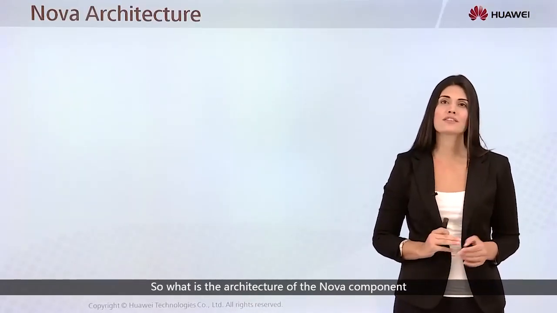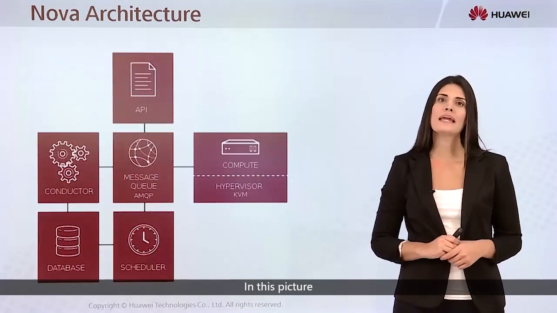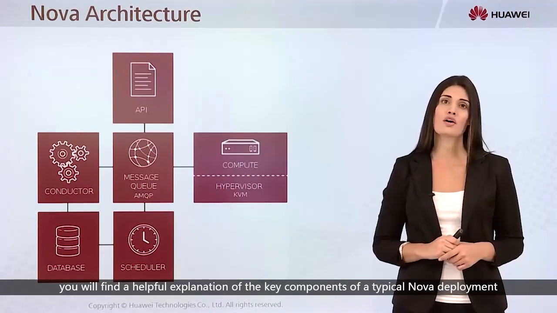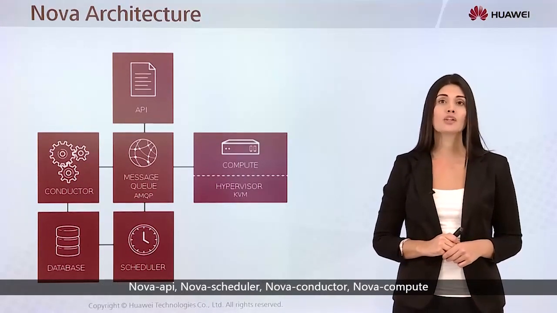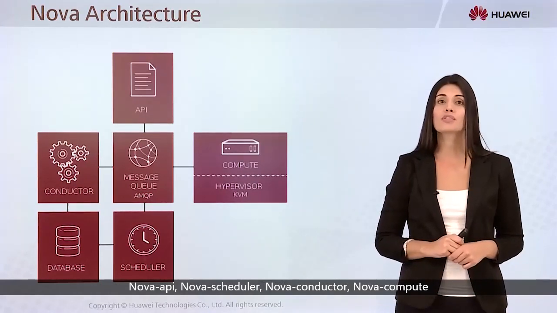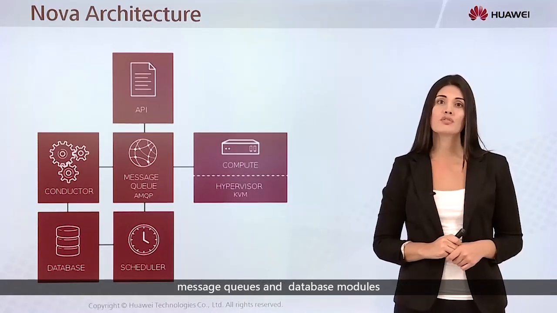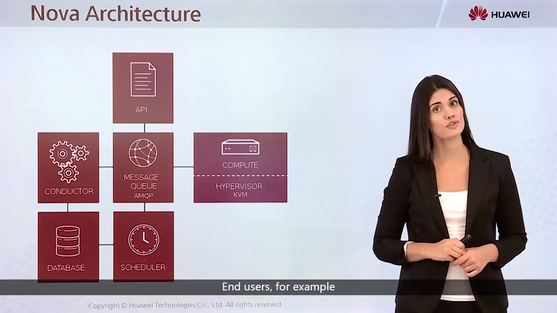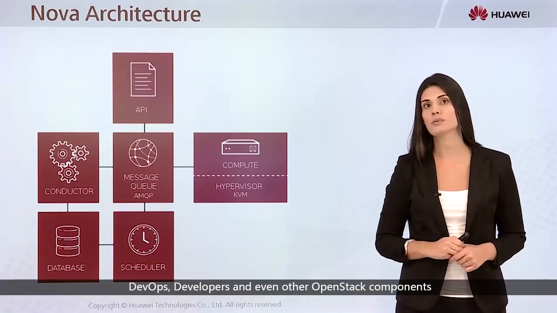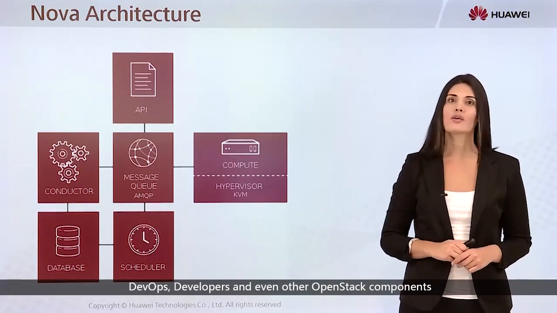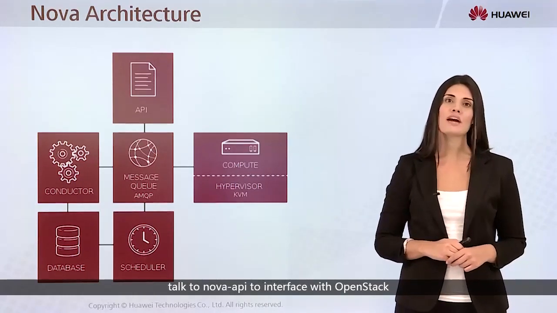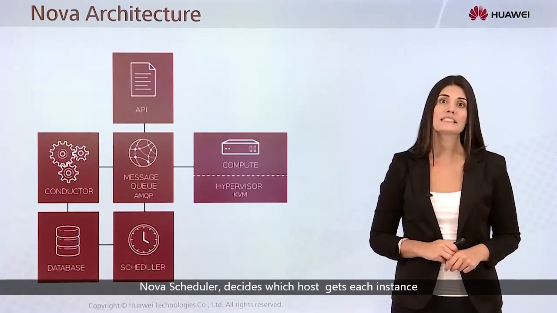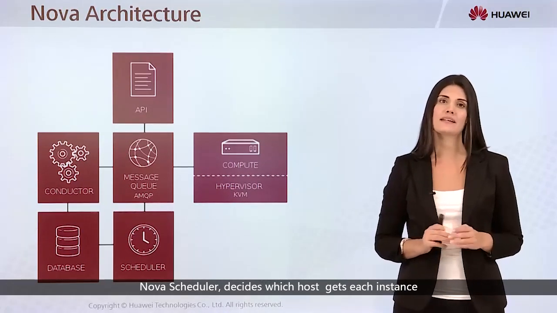So, what is the architecture of the Nova component? In this picture, you will find a helpful explanation of the key components of a typical Nova deployment: Nova API, Nova Scheduler, Nova Conductor, Nova Compute, Nova Queues, and Nova Database modules. Nova API. End users, for example DevOps developers, and even other OpenStack components, talk to the Nova API to interface with OpenStack. Nova Scheduler decides which host gets the instance.